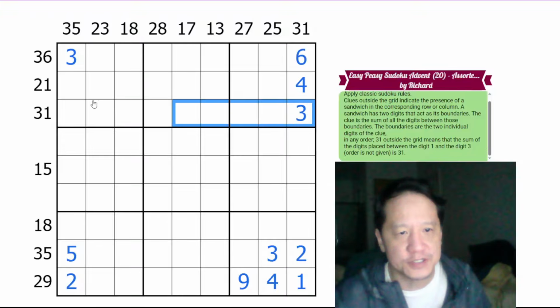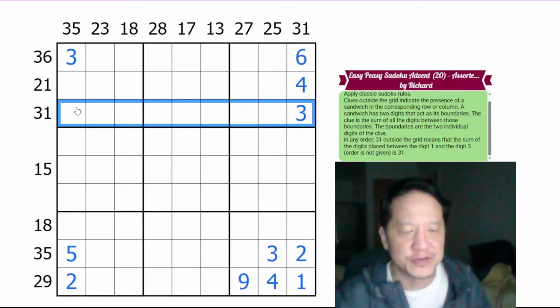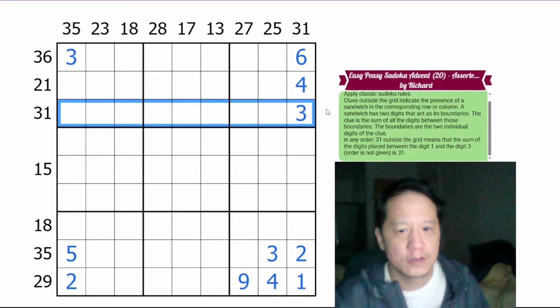Okay, so this is 3. We also have the same thing. 31 between these digits. So that means there's 10 outside of this row here.